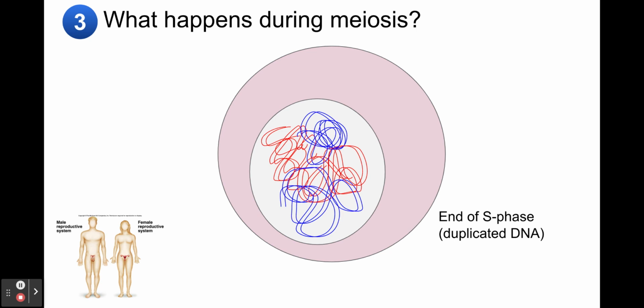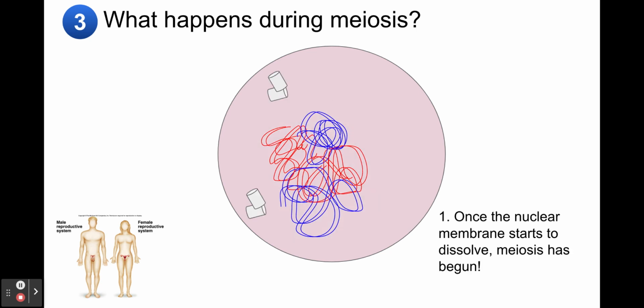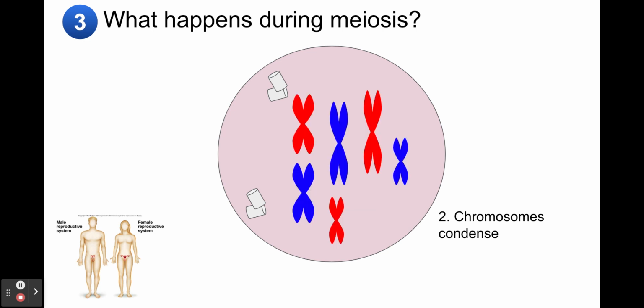And meiosis will start, number 1, once the nuclear membrane starts to dissolve. Meiosis has begun. So you can see that my nuclear membrane has disappeared, and there are some other things that have appeared. Perhaps you remember what they are. Those are centrioles. Step 2, the chromosomes will condense. So I go from this loose chromatin form to tightly wound X-shape chromosome form.